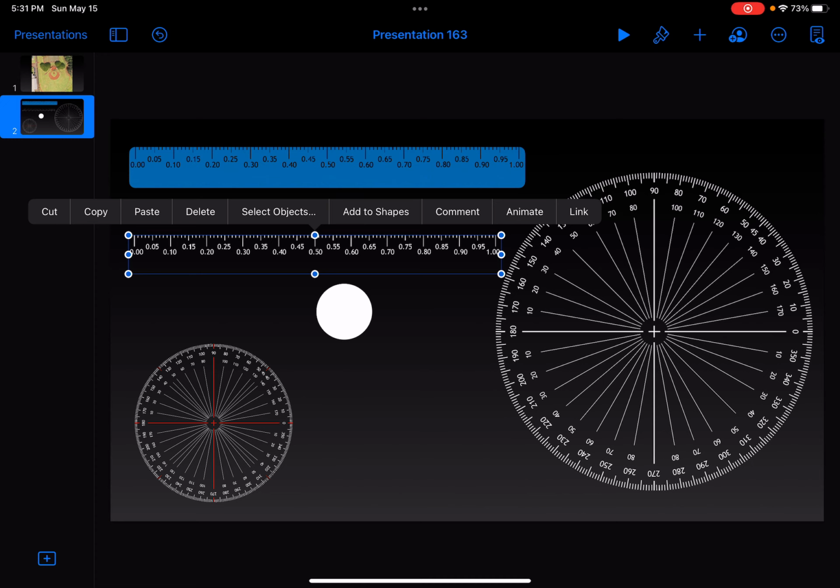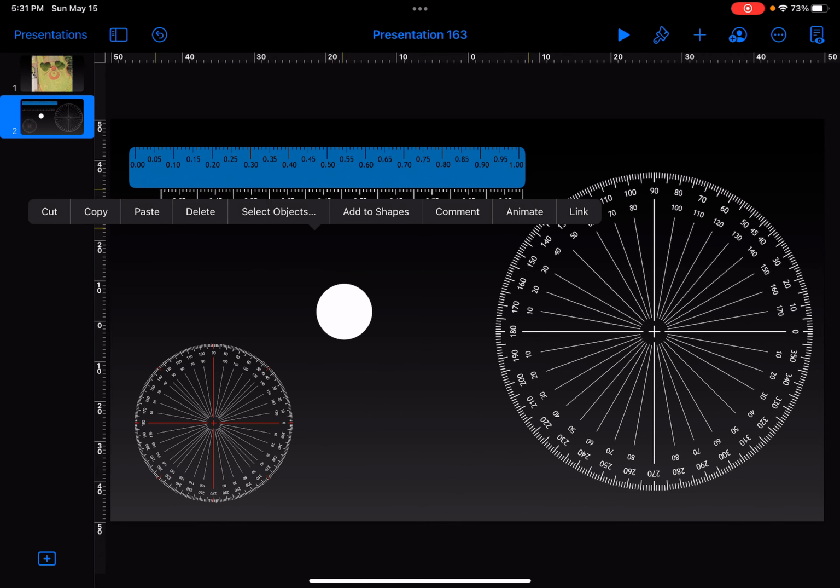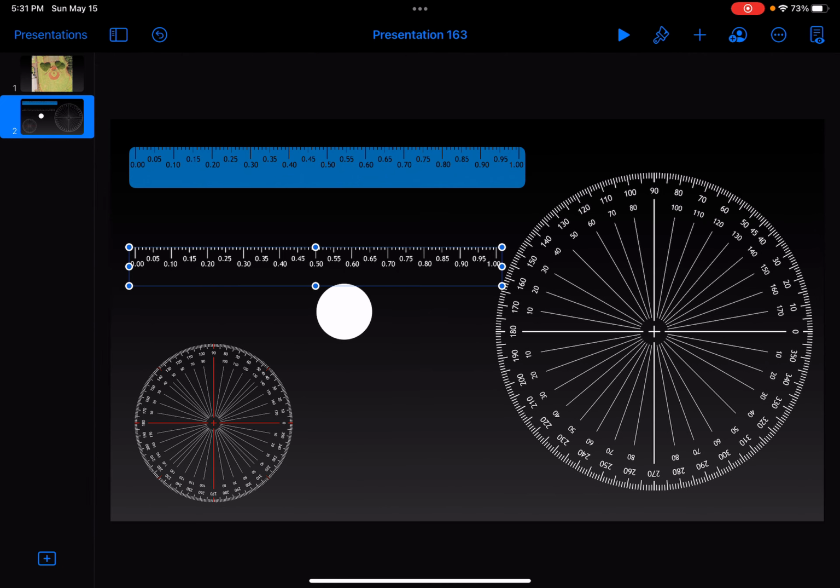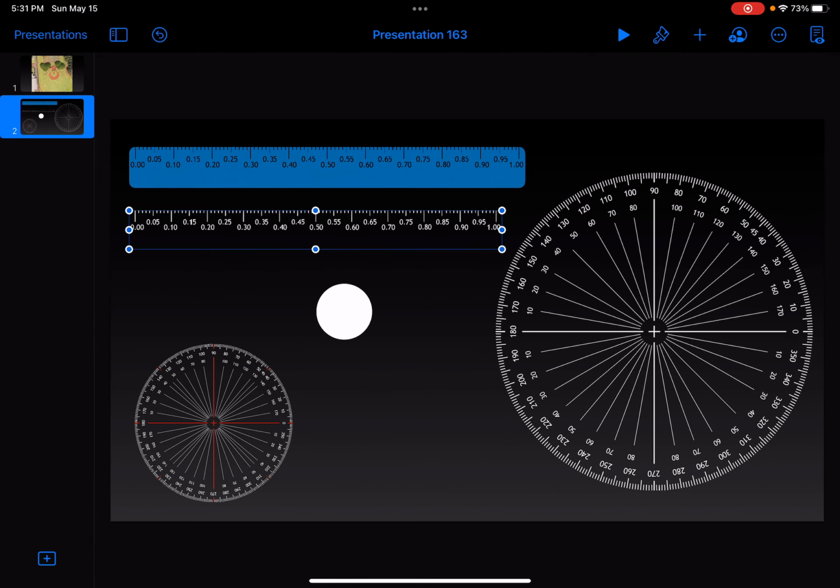You probably know that in Keynote, you can take shapes and add and subtract them from each other. This has simply been subtracted out from this right here. Now, they're not exactly the same size because I would need to resize them, but both of these are rulers that go from 0 up to 1, and that enables you to resize them for whatever your purpose is.